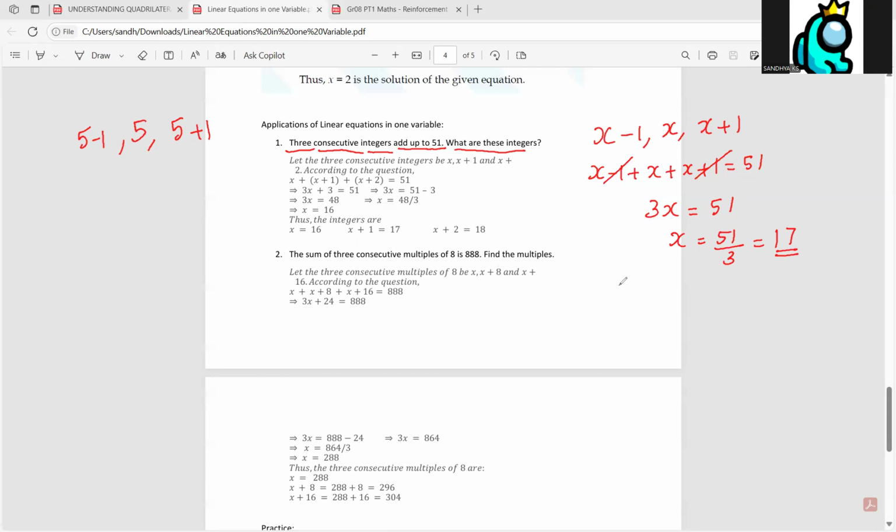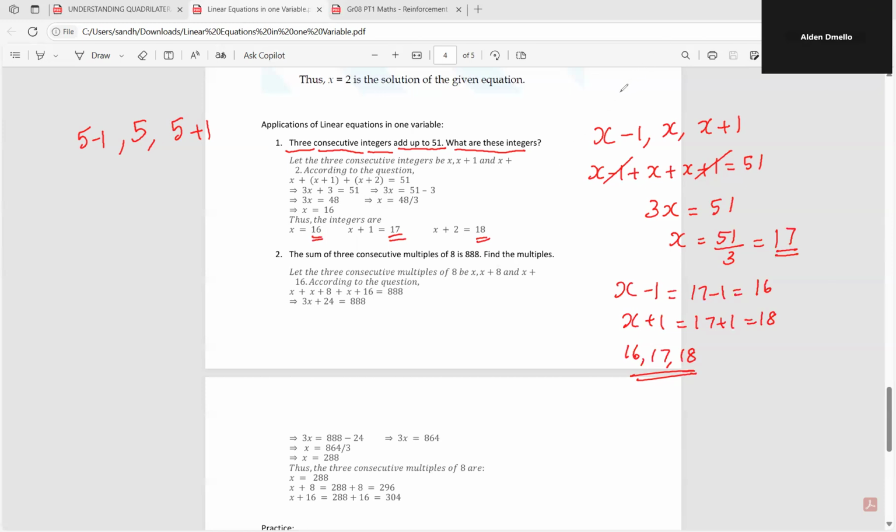So what are the other numbers? x minus 1 is 17 minus 1, which is 16, and x plus 1 is 17 plus 1, which is 18. So my numbers are 16, 17 and 18. The same answer we got here also. So you can either take x, x plus 1, x plus 2, or x minus 1, x, x plus 1. Clear, children? Yes, ma'am. I got the same answer also.